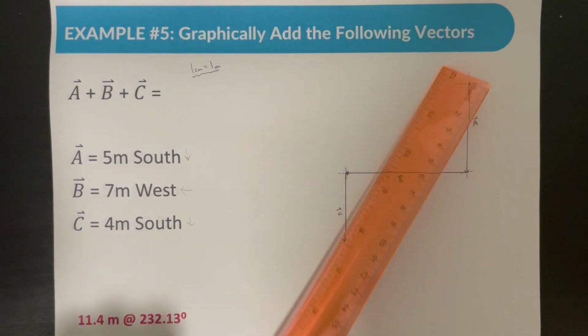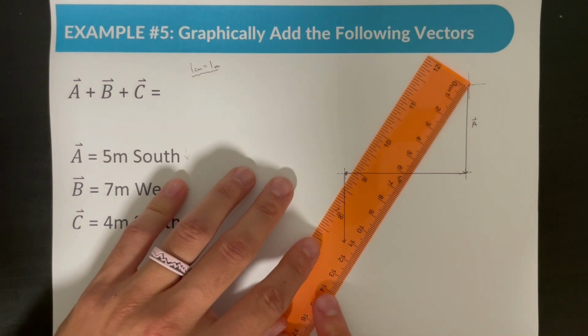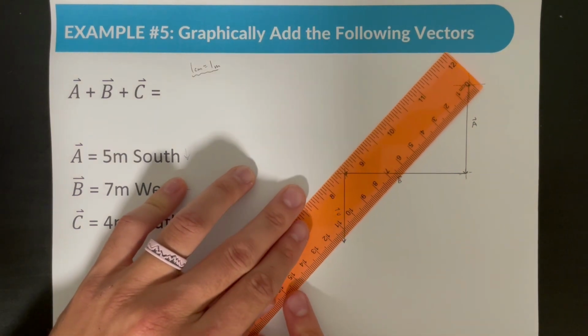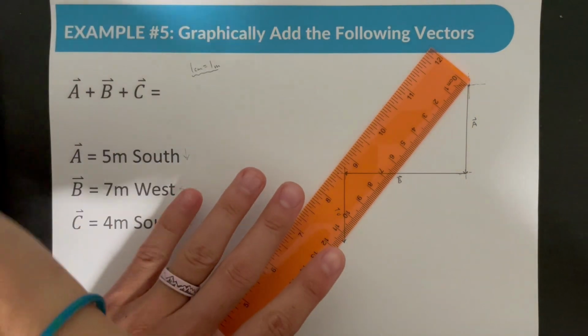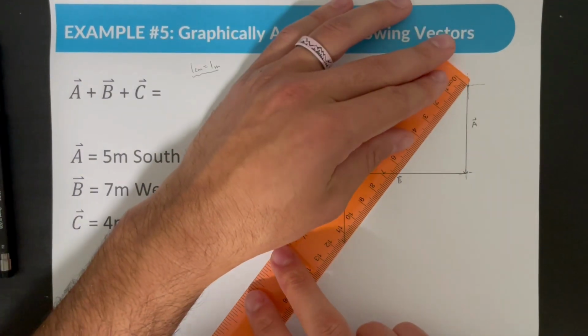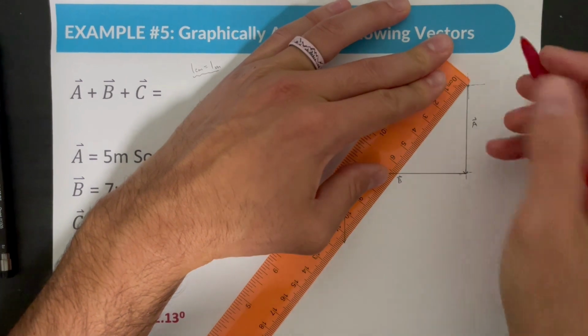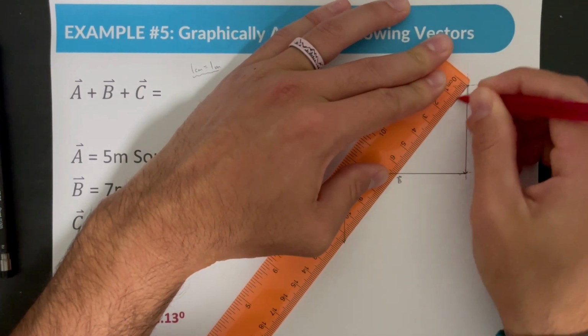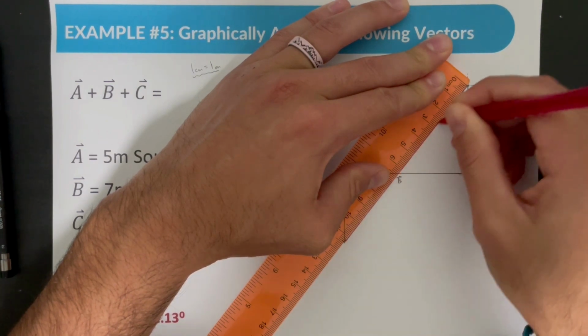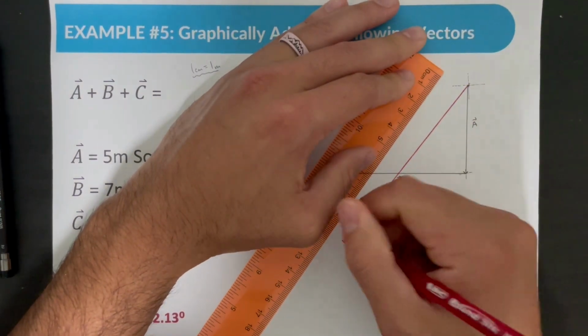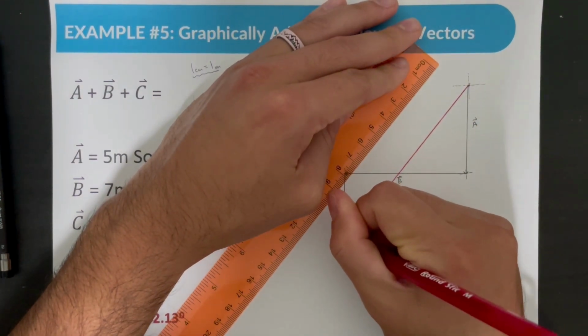So now I'm going to draw the resultant vector. Again, it should be different somehow. Bolded, dotted, whatever it is, it should somehow be different. I'm going to be doing it in red. There we go. And this is my resultant vector.